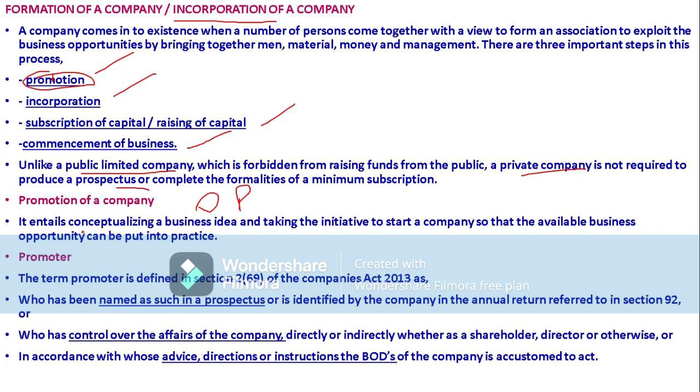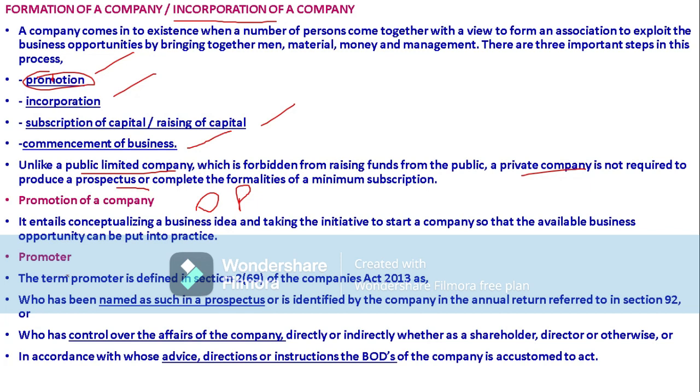So one existing company may promote another new company also. As I said, a firm may also be considered a promoter, in the way that one existing company may promote another new company. This promoter stands in a fiduciary position towards the company. Fiduciary position means he has the obligation, the duty and the responsibility towards the company, so he has to know all the things that favor the promotion of the company.